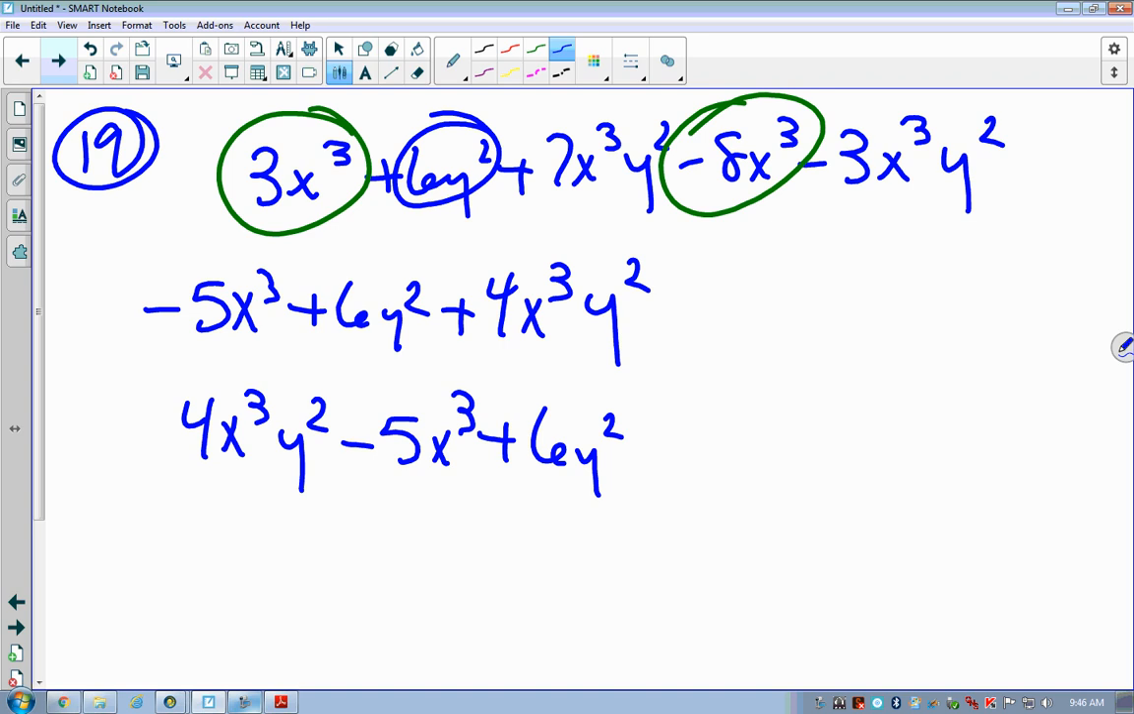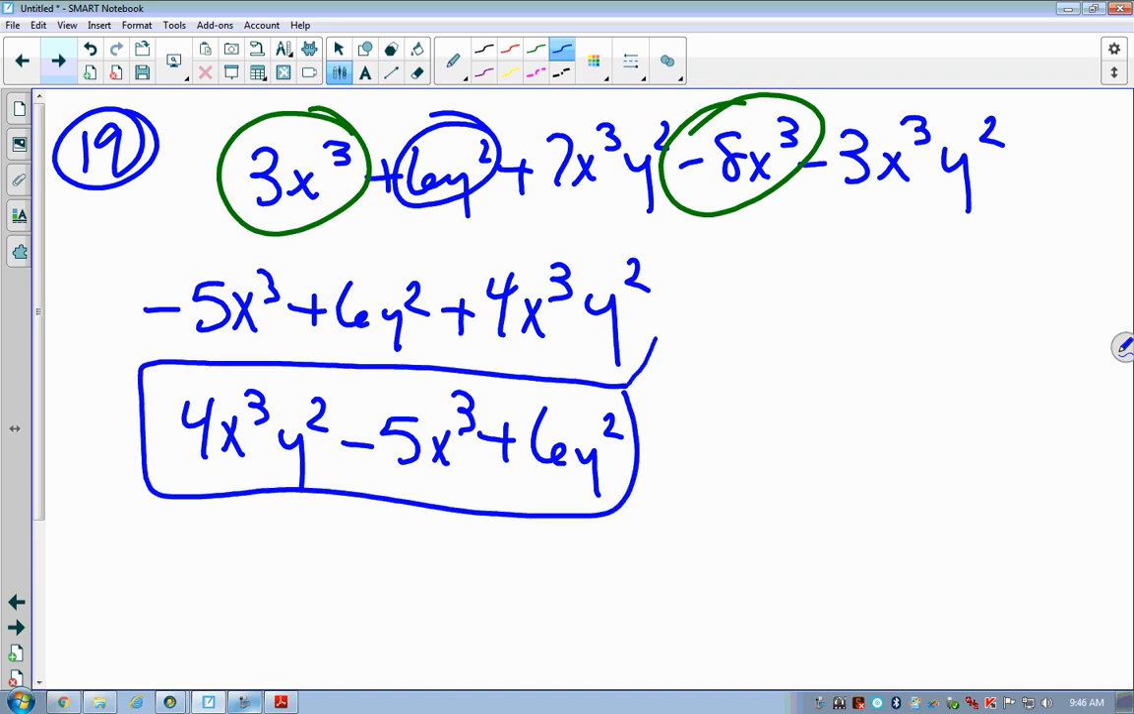Because first come my variables with the largest exponents, and it goes down in descending order, and then we have things in alphabetical order. Does that make sense? Do you understand why we put it in that order? Either of these is technically correct.